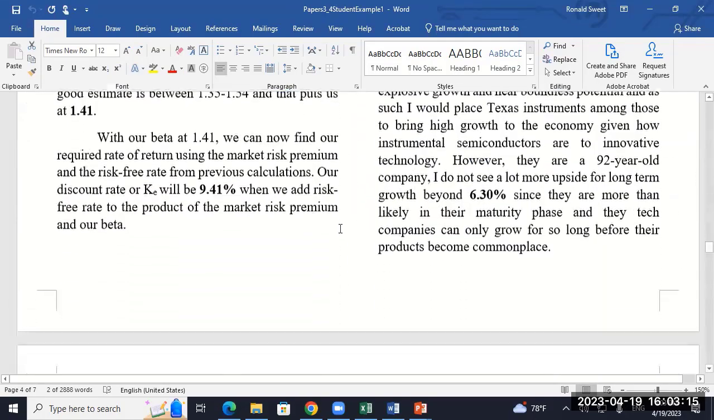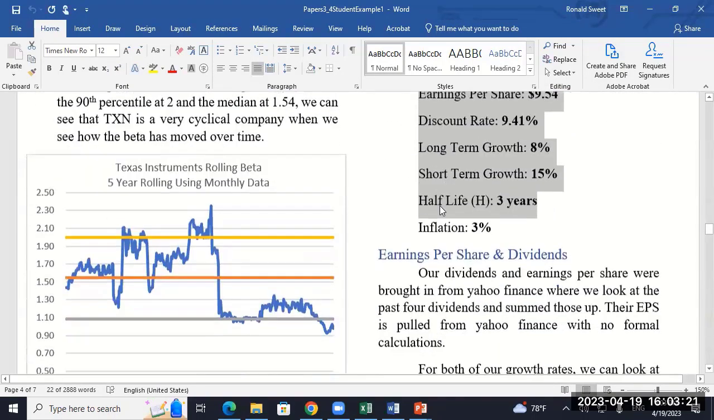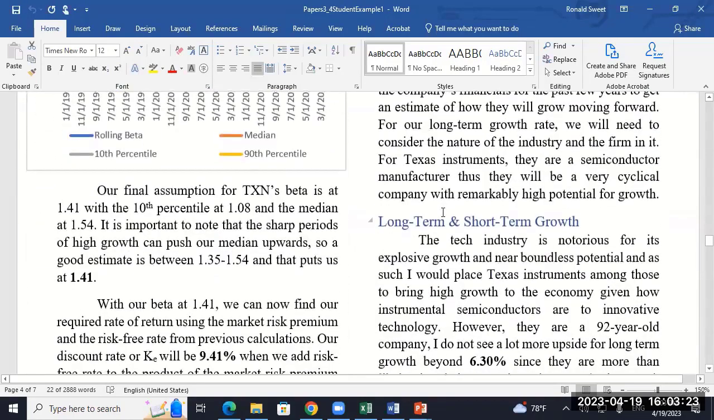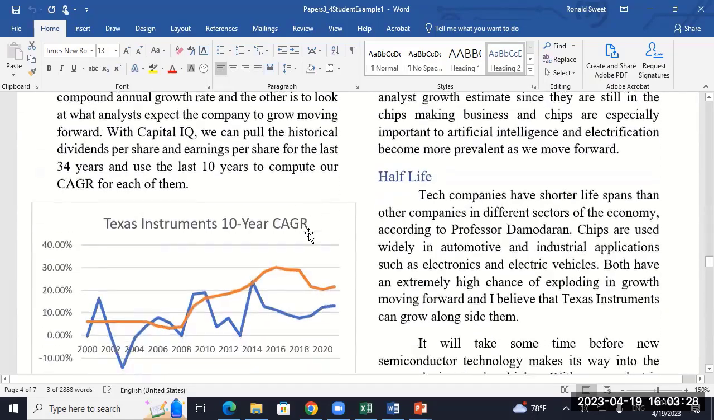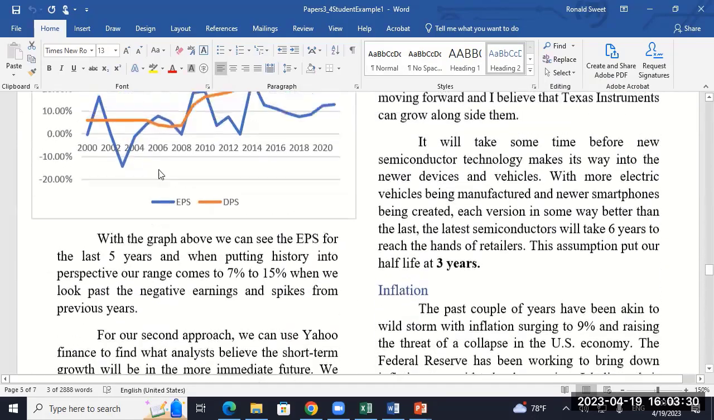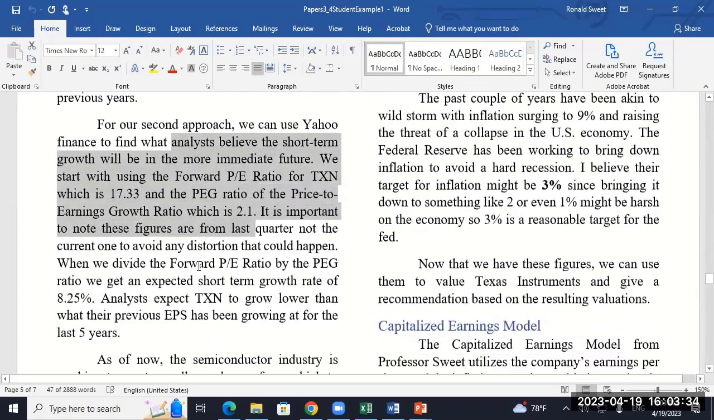So there's our paper three, and then paper four. They gave all the assumptions up front. It kind of looks better in a table, but they got all their assumptions. You have to justify those. So all of those assumptions that you have need to be justified. He did some historical growth. He did the PEG ratio.